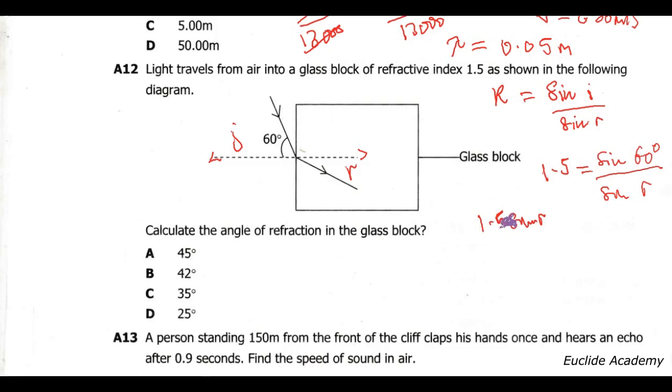So it will be 1.5 times this is equal to sine 60 degrees. Then you divide both sides by 1.5. This is not 8, this is S, and this by 1.5. So this and that will cancel. So we find that sine R is equal to sine 60 degrees divided by 1.5.